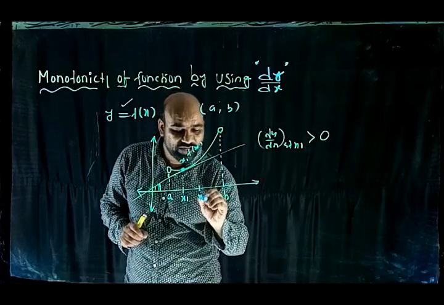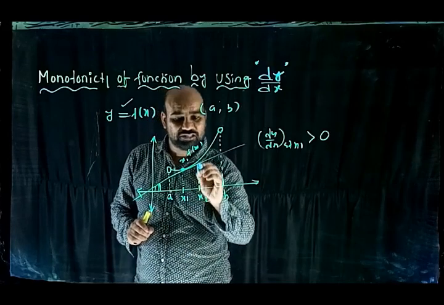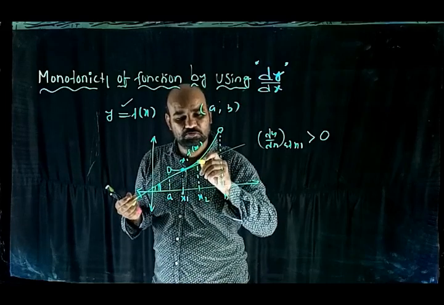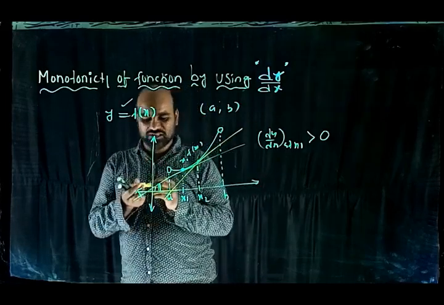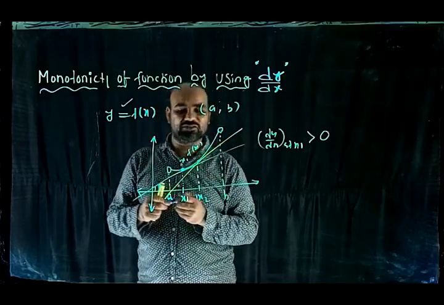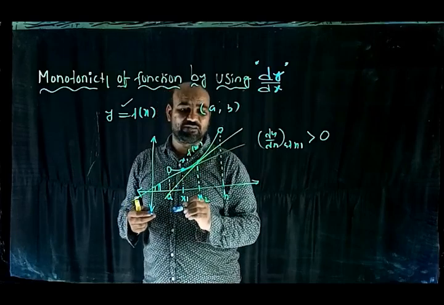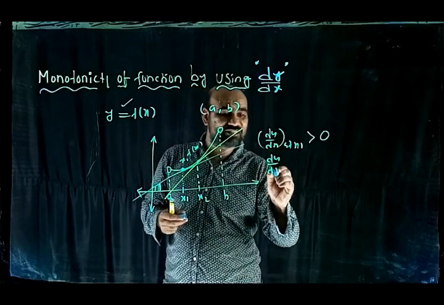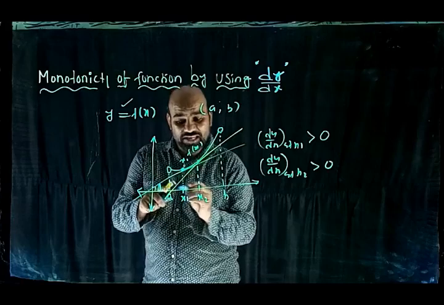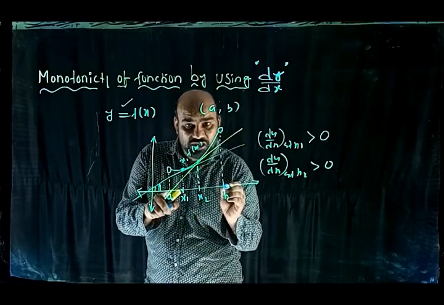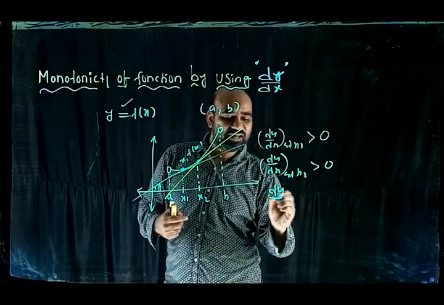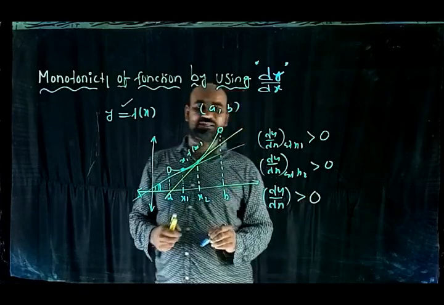Take one more point in between a and b. At that point also draw a tangent. Observe that the tangent also has positive slope only. The tangent also makes an acute angle with the x-axis in the positive direction. So what happened? dy/dx at x2 is also greater than 0. Means that take any point in between a and b excluding a and b, at all those points your dy/dx is greater than 0.